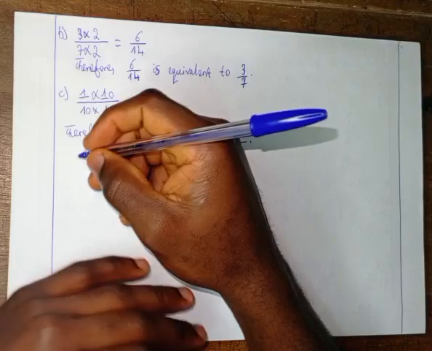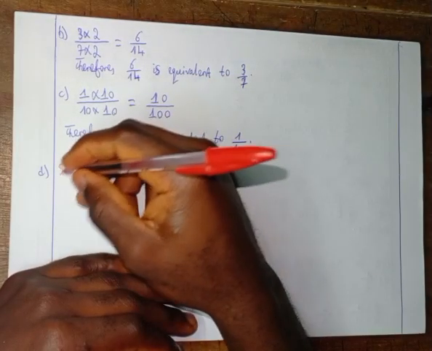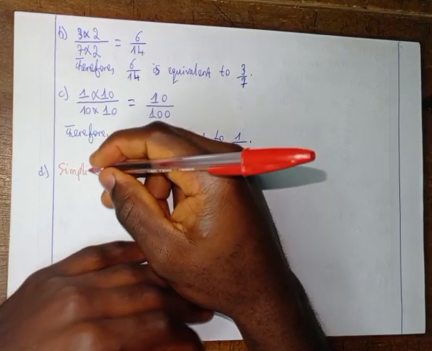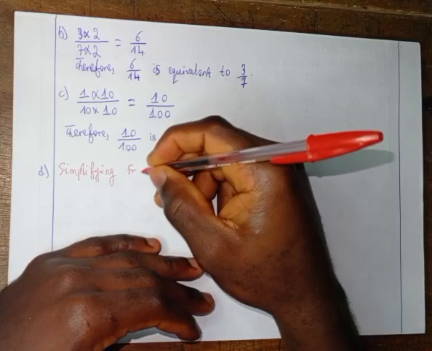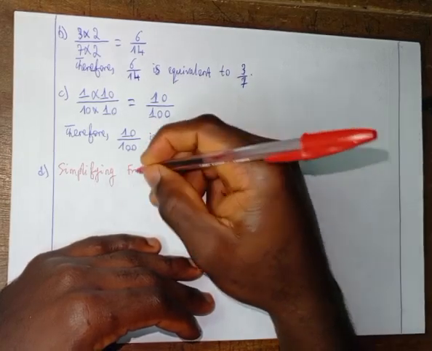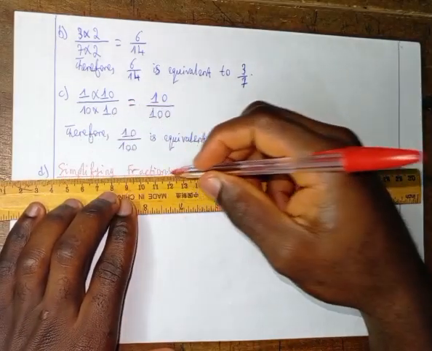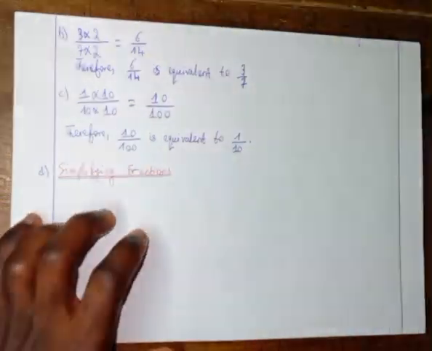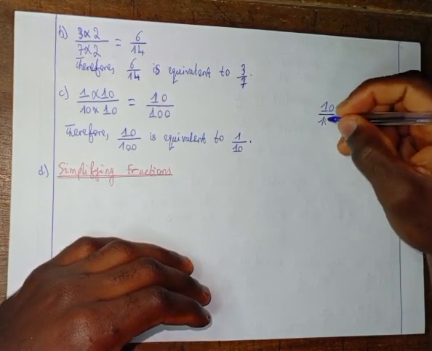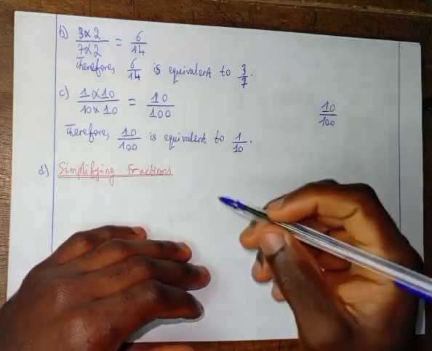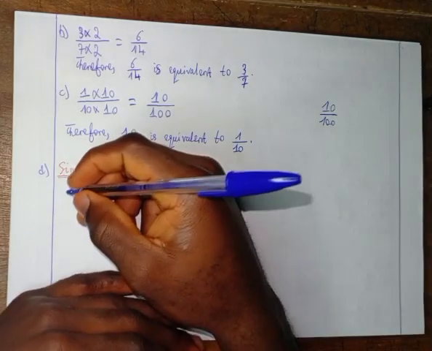Now let's go to D. D, simplifying fractions. Again, for example, we can be given the fraction 10 all over 100. After performing all the necessary simplifications, we will obtain 1 all over 10. Now let's write this down.